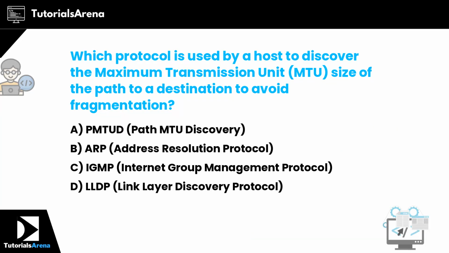Which protocol is used by a host to discover the maximum transmission unit, MTU, size of the path to a destination to avoid fragmentation? The correct answer is option A, PMTUD, path MTU discovery.